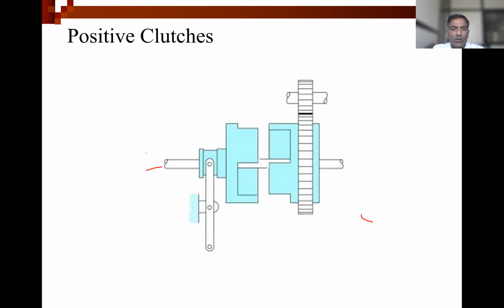Okay. So this one is, I will call it as, or instead of input, this is 1 and this one is 2.